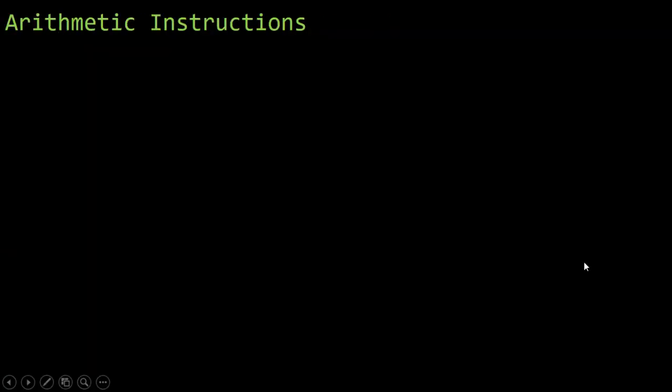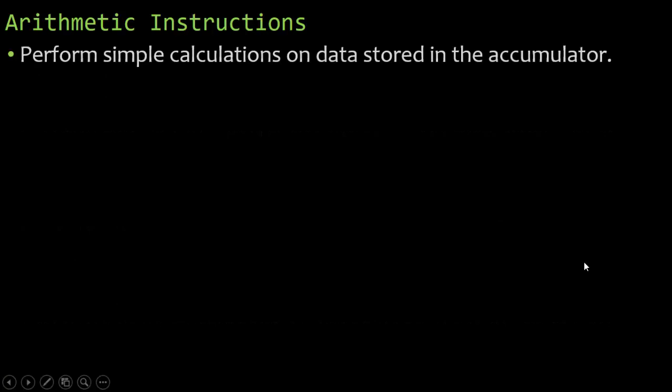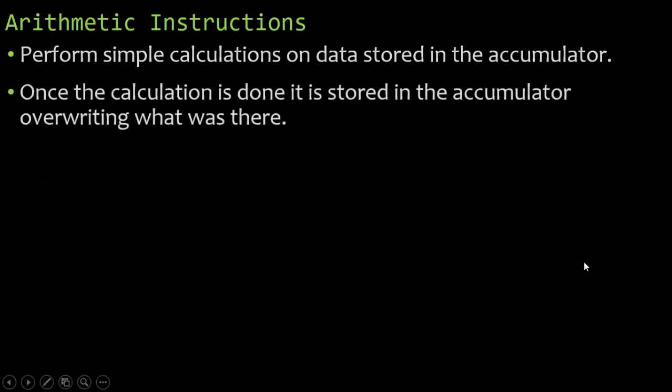So arithmetic instructions. We can perform simple calculations on data stored in the accumulator. Once the calculation is done, it is stored in the accumulator, overwriting what was there. If you want to keep what was in the accumulator, you're going to have to store that. If we perform a simple calculation, we're going to overwrite what's in the accumulator.